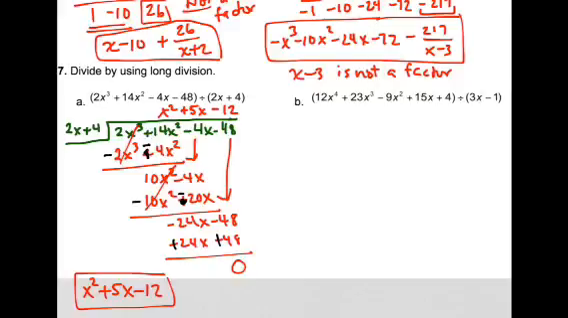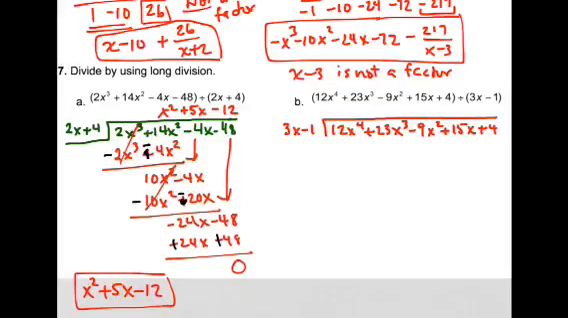Okay, so now we're going to set up number B, or 7B. Alright, so 3x times 4x cubed would give me 12x to the fourth. So 4x cubed right here. So that gives me 12x to the fourth minus 4x cubed. So we're going to subtract by adding the opposite. So this is negative and this is positive. So that gives me 0 here and 27x cubed.